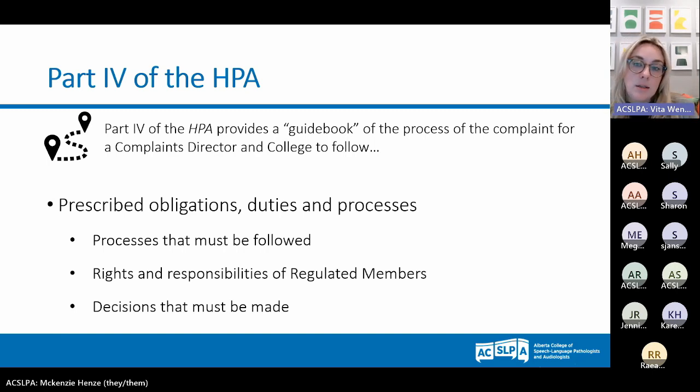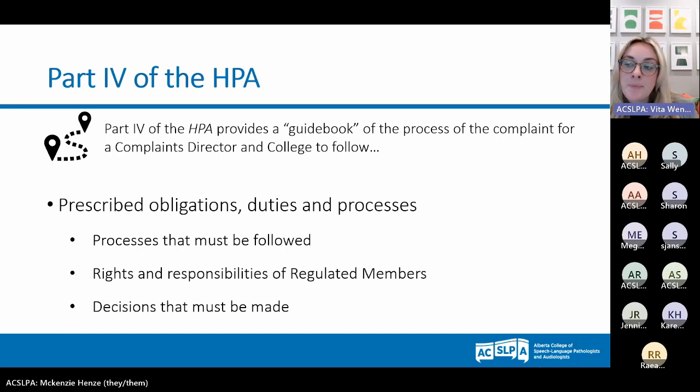So I describe this as there are prescribed obligations, duties, and processes within Part 4 of the Health Professions Act that relate to, like I said, the complaints director, the college, a regulated member, and the participants in this process. Importantly, of course, these are processes that must be followed. There are certain things that are not optional. There are certain things that may be optional, but there are other things that are required of certain participants at certain different stages.